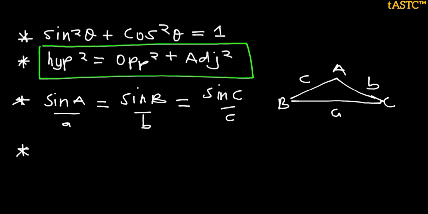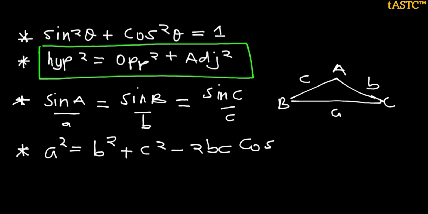Now let us say I just wanted to find out the side a. The cosine rule could help me there. So a squared will be equal to b squared plus c squared minus 2bc cos of the angle that faces the side a. Now this is the side a, the angle that faces it is this, so that is going to be A.